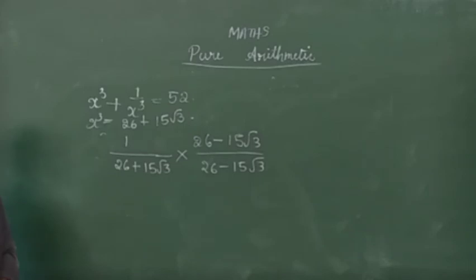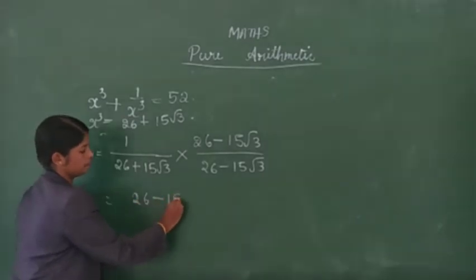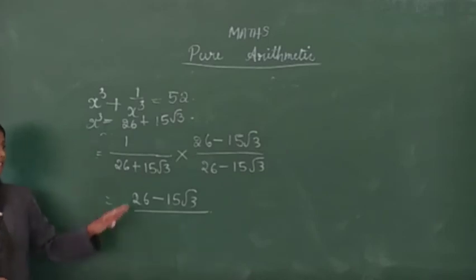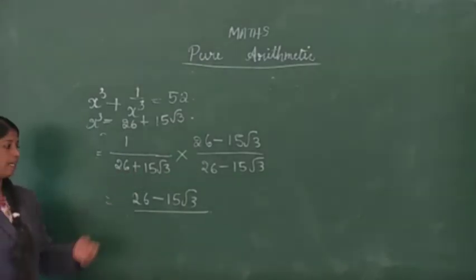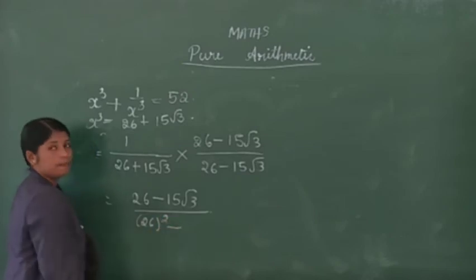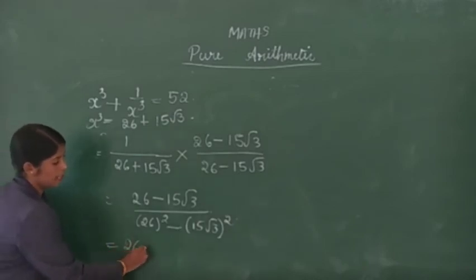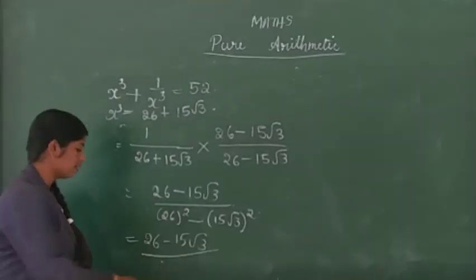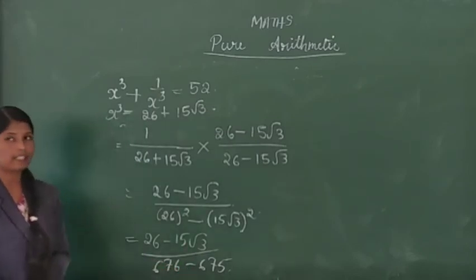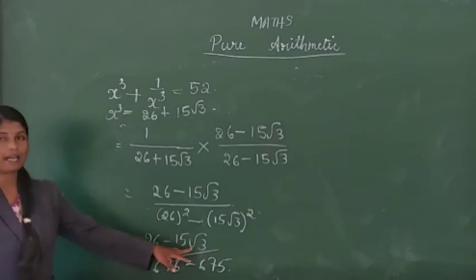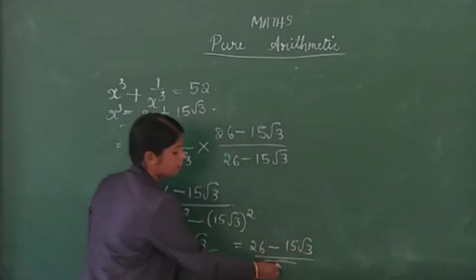Multiply the numerator and the denominator. 26 minus 15 root 3 we write as it is. And in the denominator it is in the form of a plus b into a minus b, which is a square minus b square. A square is 26 square, minus b square, which is 15 root 3 whole square. So that is 676 minus 75. Correct? When you subtract, you get 1 in the denominator. Then in the numerator we have 26 minus 15 root 3. So 26 minus 15 root 3 is the answer for this.